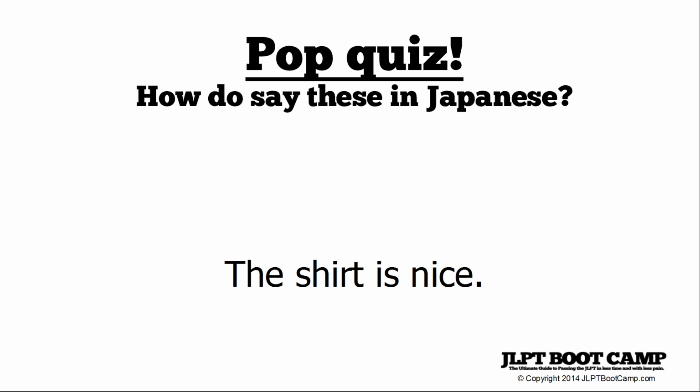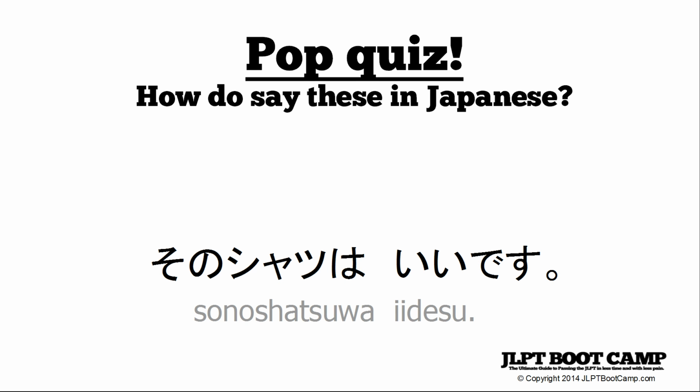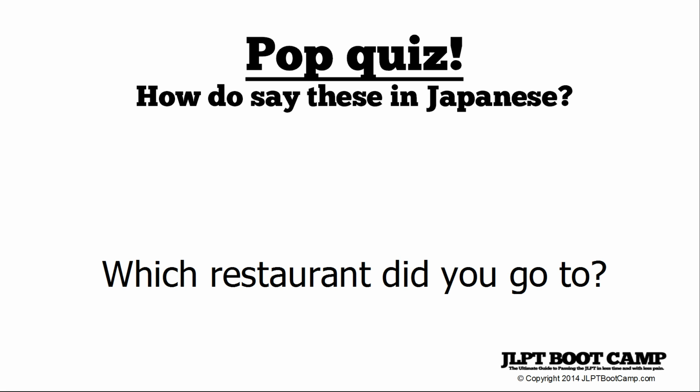And next one, the shirt is nice. We would say, sono shatsu wa ii desu. So again, this sono can act as the. Maybe there's only one shirt. Maybe there's a couple different articles of clothing on a table or laid out on a bed or something. And there's only one shirt. You could use this to refer to that shirt, the one and only shirt. Sono shatsu wa. And last one, which restaurant did you go to?